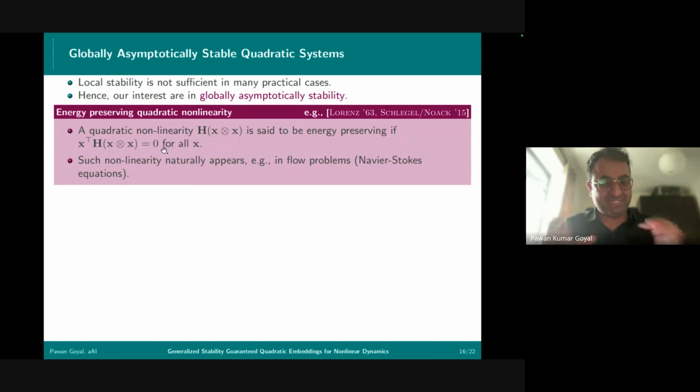That means that energy stays in the system and the system doesn't lose energy, nor does it generate energy, more or less.